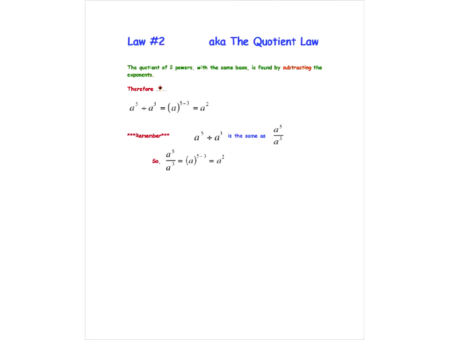All right, so the second one is called the quotient law. The reason it's called the quotient law is that a quotient is the answer to a division question. So you can see here we've got a to the 5 divided by a to the 3. And so what we do, you can see here that it says that we get the answer by subtracting the exponents. So we subtract 5 minus 3, and we're going to get a squared as the answer. Okay, so that's the quotient law.